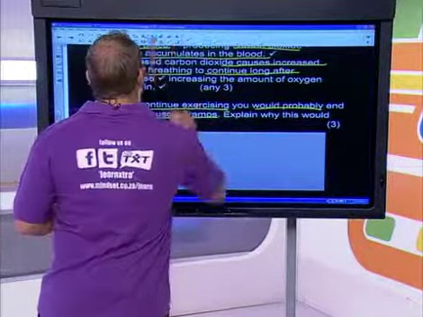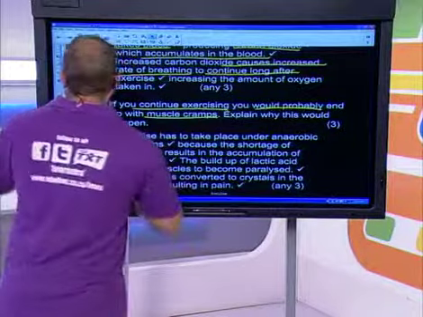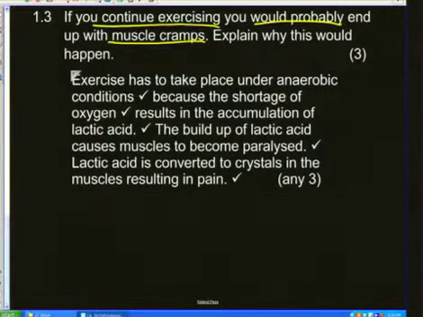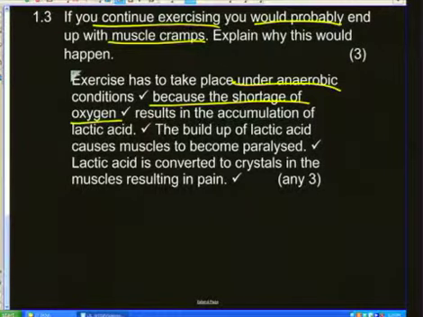Okay, so let's have a look at the answer for this. It's a nice, simple answer. I'm going to move it up. Exercise has taken place under anaerobic respiration, as I was saying, because of the shortage of oxygen. Then it says, resulting in the accumulation of lactic acid. This will build up, and the lactic acid causes the muscle to become paralyzed.